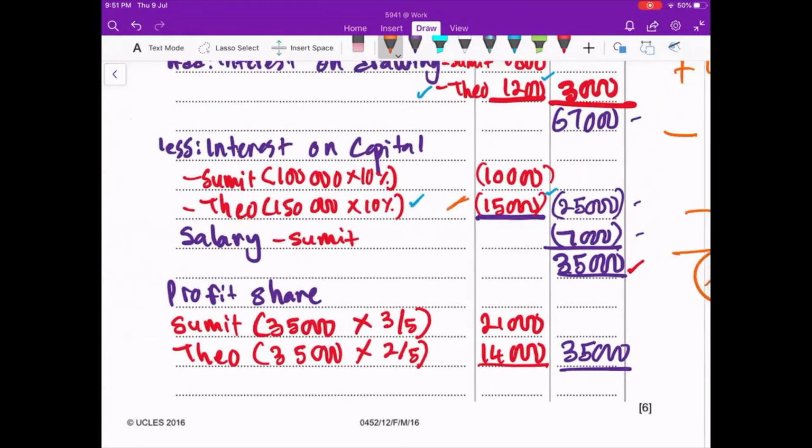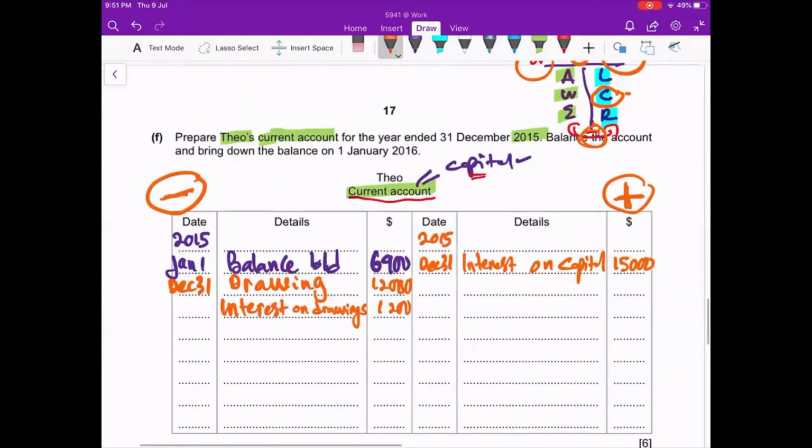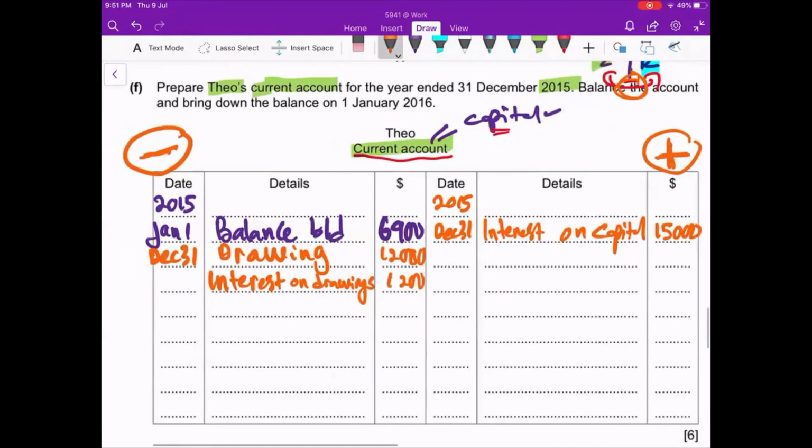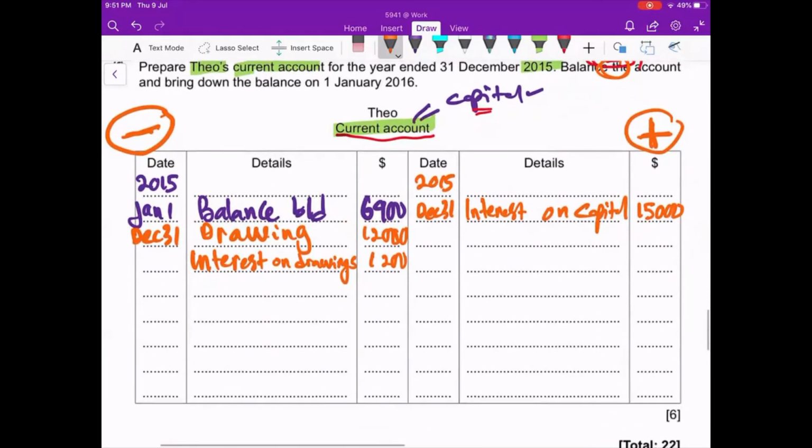Salary is only for Sumit, so we don't care. Profit share, yes. Profit share is 14,000 for Theo. So will a profit share increase his account or decrease his account? If loss, his account will be reduced. If gain or profit, his account will be increased. So the share profit, I write on the credit side. Share profit.